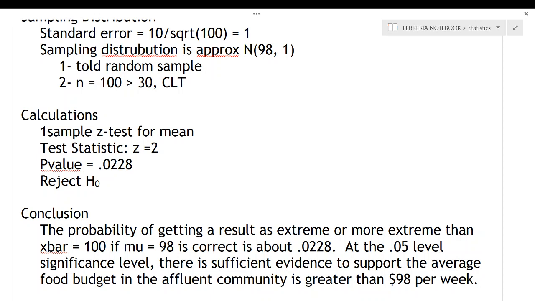Sounds good. Let's look at free response number 2. Don't we usually put the if u equals 98 first? You can. Okay. Yeah.